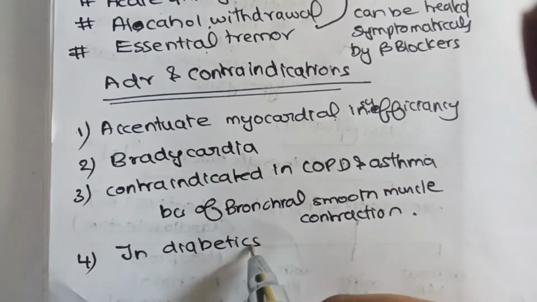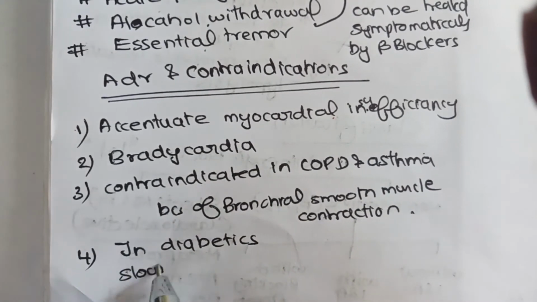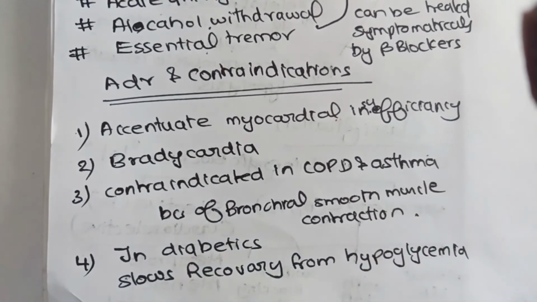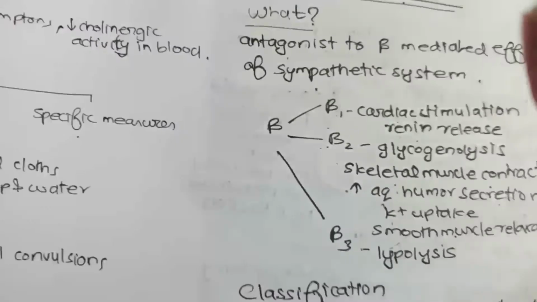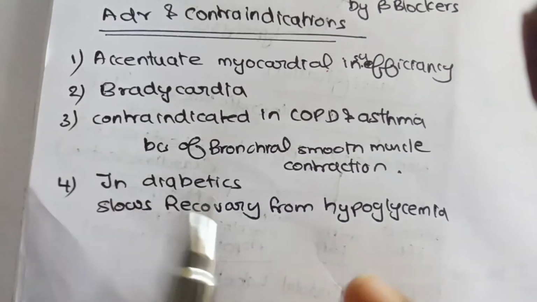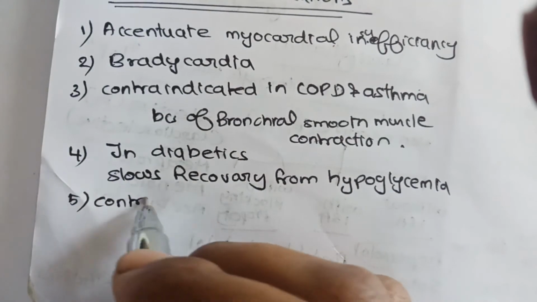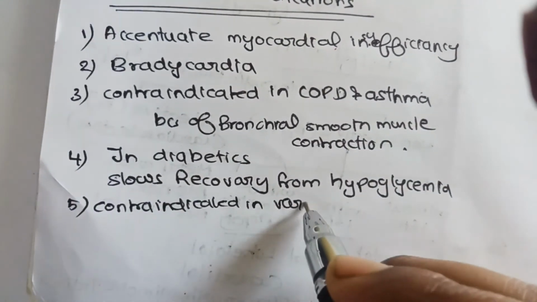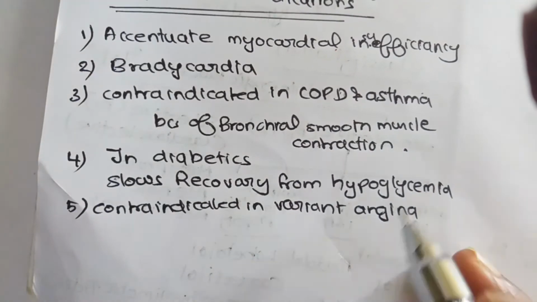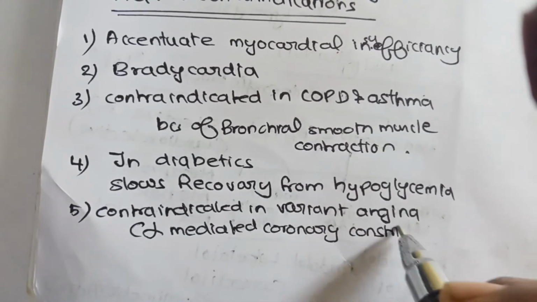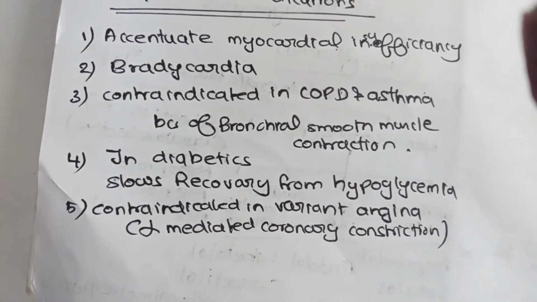Now fourth, in diabetic patients, beta blockers can prolong the recovery from hypoglycemia. So, why is this? We have seen that the beta 2 receptor helps in glycogenolysis. So, beta blockers decrease glycogenolysis and increase the time of hypoglycemia. Now, fifth is that it is contraindicated in variant angina because when the beta mediated relaxation is lost, the alpha mediated coronary constriction overpowers it and causes variant angina.